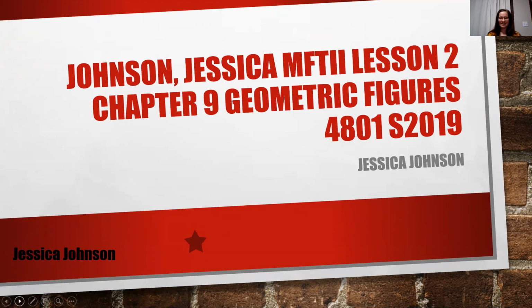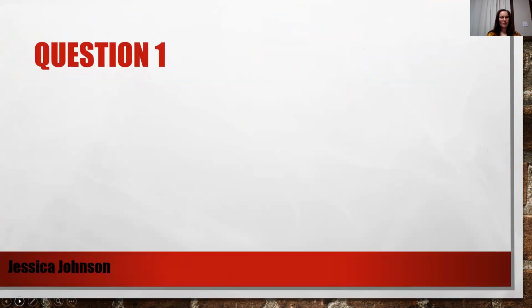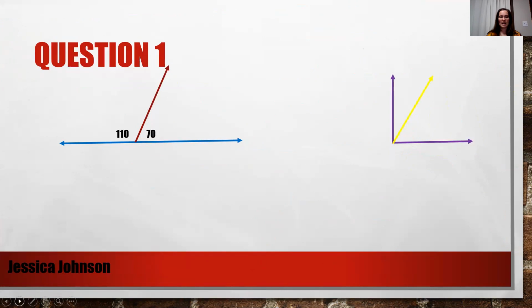My name is Jessica Johnson, and let's talk about geometric figures. What is a supplementary angle? A supplementary angle is when angles are summed together to equal 180 degrees. So 110 plus 70 equals 180.